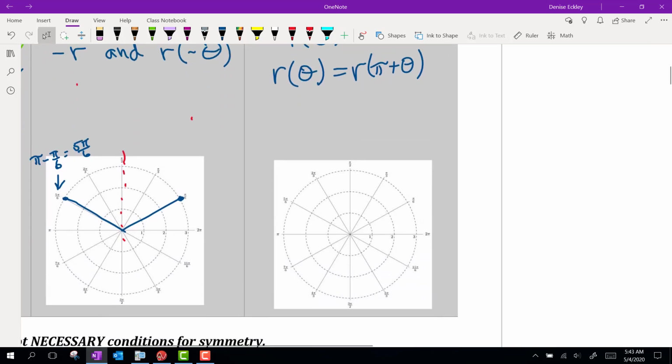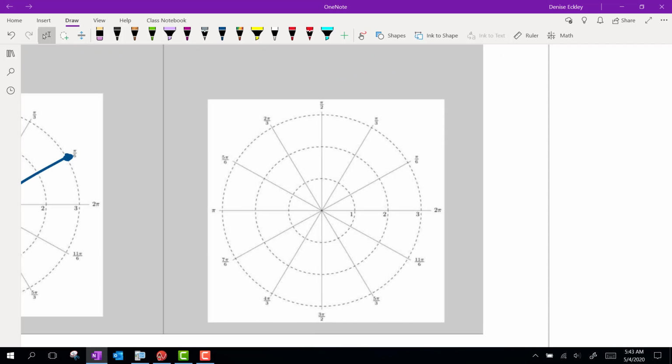If you have a point here, the symmetry with respect to the pole will be here. There are two ways to look at that. You can think of it as plotting r theta and then making theta negative, which would take you around here, or you can plot this point and then ask what is negative r, and that point would be there on the opposite side. Either way, you are opposite the pole, and that's what you're looking for.